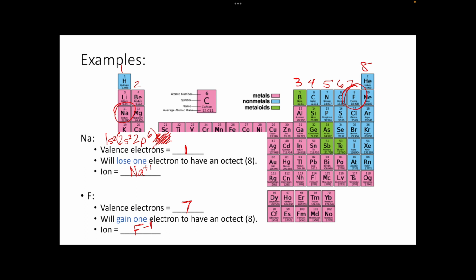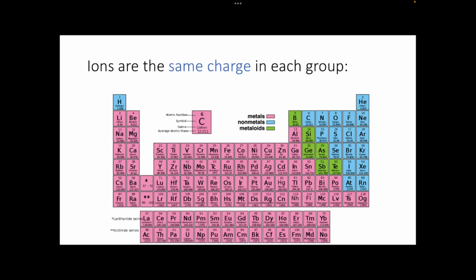Okay, and that's going to be true for all, remember, groups share similar properties, so every element in this group is going to be more likely to gain an electron, and they will have a -1 charge. So let's go ahead and look at this in more detail. We remember sodium, we said, has a +1 charge. Fluorine has a -1 charge.